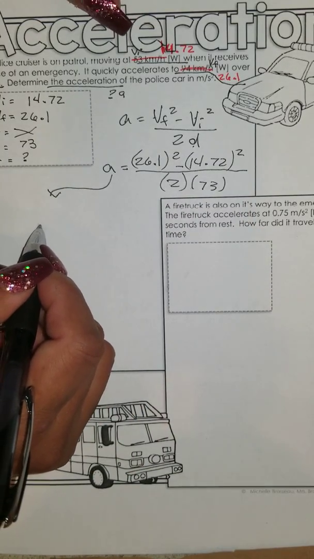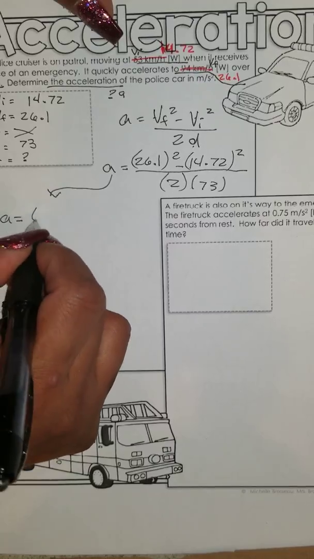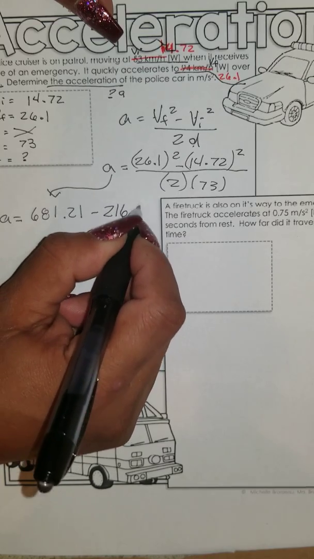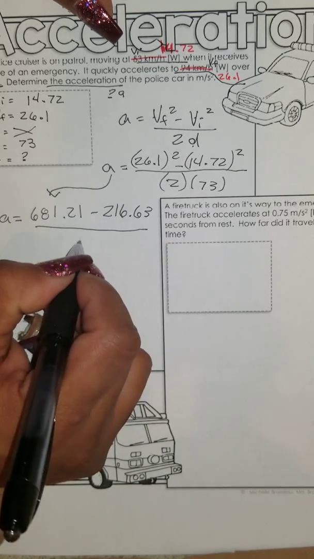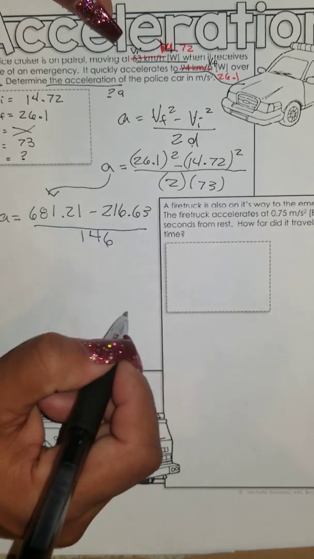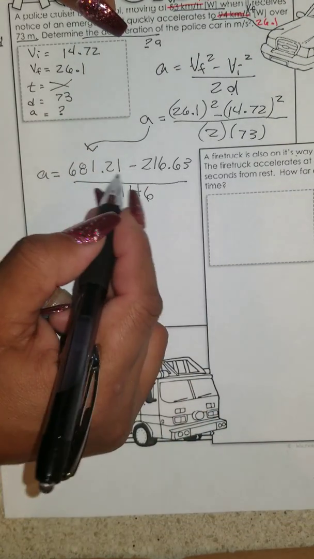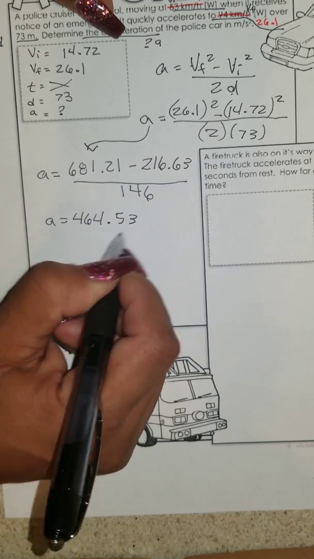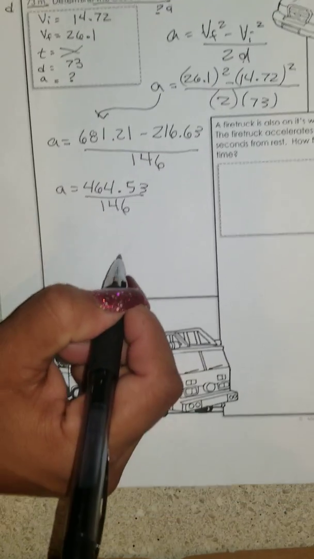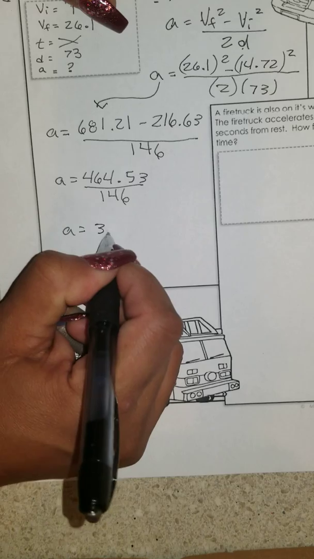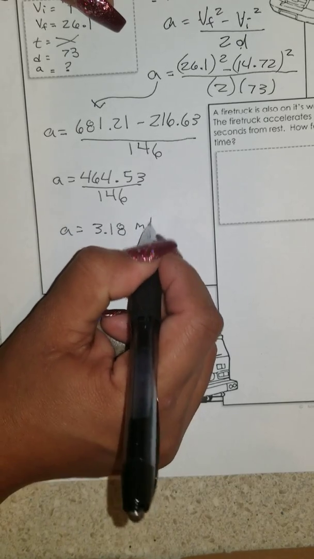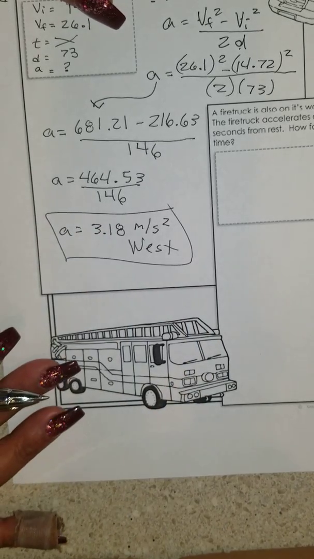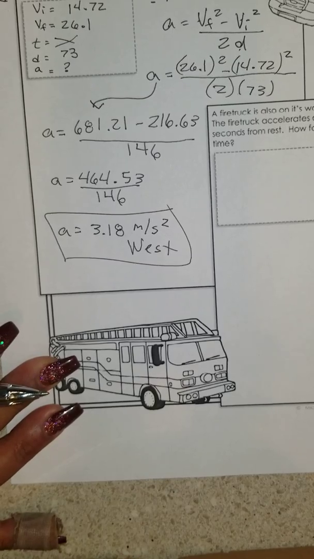So let's simplify this a little bit more. A equals 681.21 subtract 216.63 over 146. Let's do the top part, the subtraction. A equals 464.53 over 146. A equals 3.18. Double check my math. Meters per second squared west. There we go. That was not too bad.